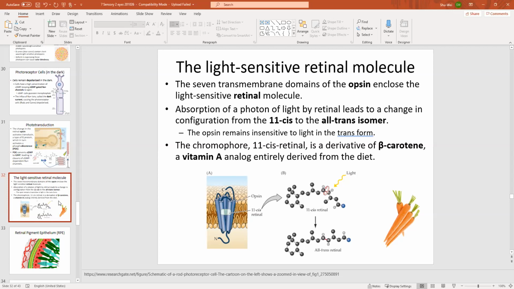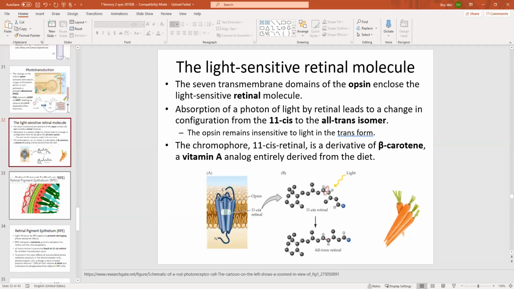We can also get this from fruits, right? From colorful vegetables, and an important one people commonly know is the carrot. So we need to get it from food. And that's why lack of these nutrients will cause blindness. It's not just color blindness, it's blindness, because we don't have enough 11-cis retinal in the photoreceptor. There will be no way that we can detect light to see the object. So that's important. All right, so we know everything about the photoreceptor now.